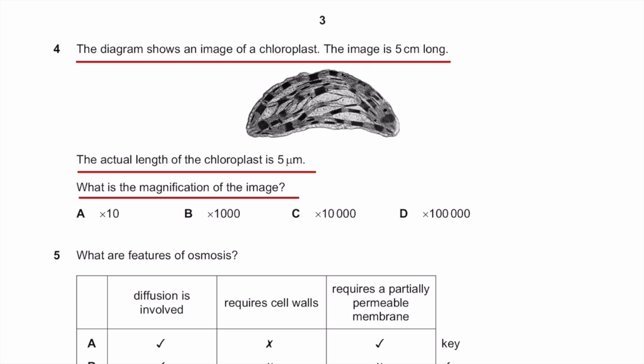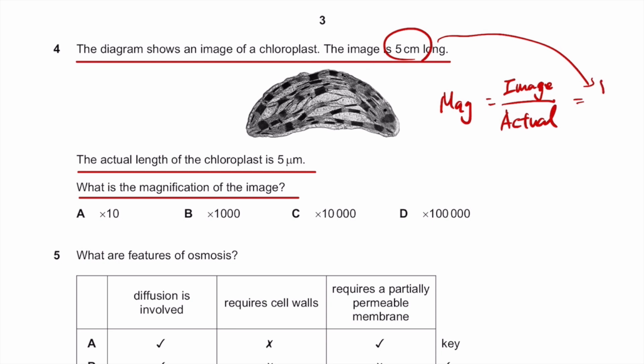So in order to calculate magnification, you just have to remember this formula. Magnification is image size over actual size. So in this case, the image is 5 centimeters and the actual length is 5 micrometers.